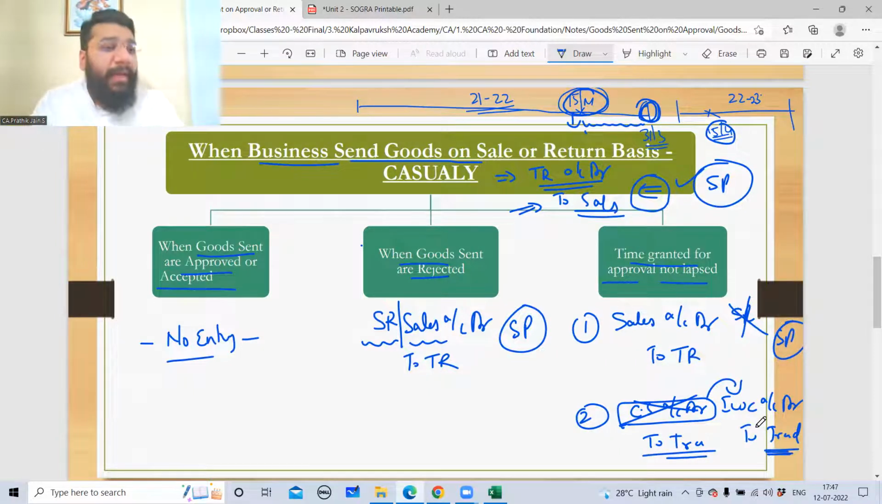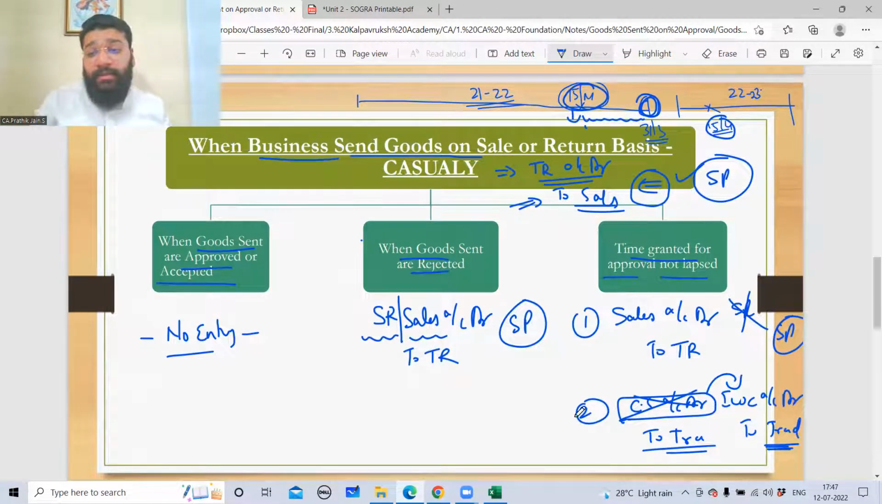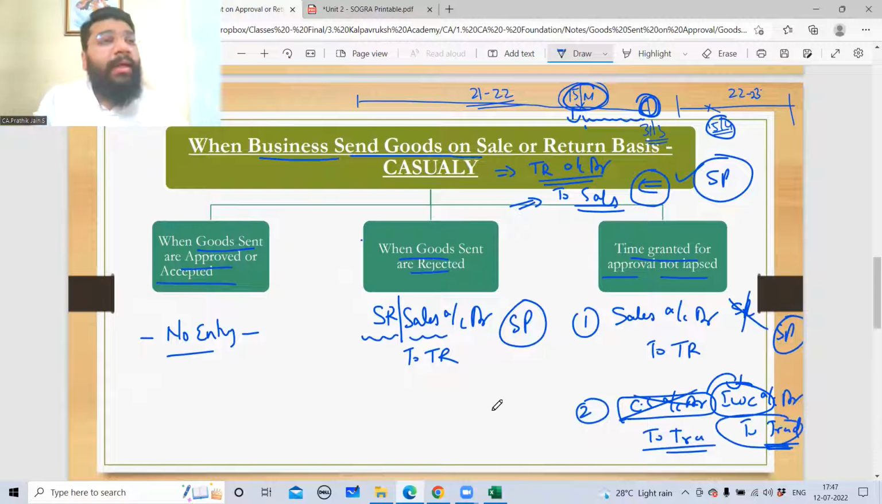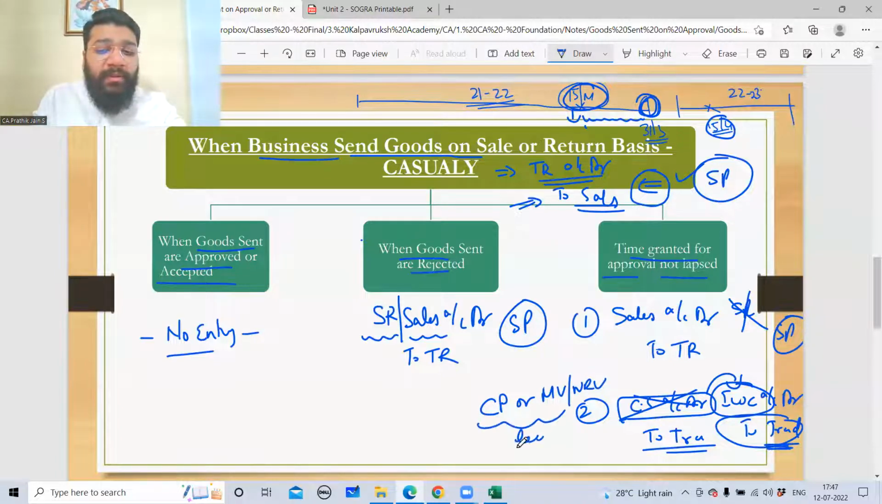So till this we have learned. Any conceptual difficulty in understanding what we have done? No, sir. Now the question is, this inventory with customer to trading account will be recorded at cost price or market value, which is also called NRV, net realizable value, whichever is less.